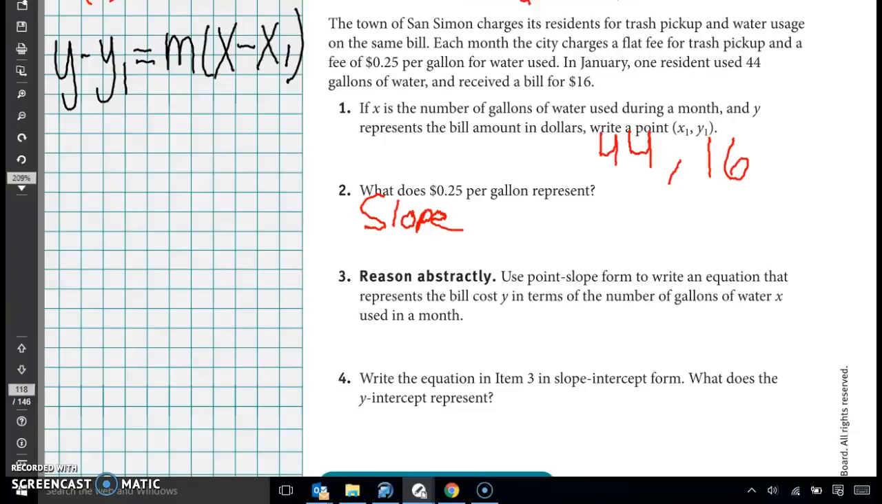All right, so use point slope form to write an equation that represents the cost y in terms of the number of gallons of water x used in a month. So we know the slope, right? 0.25, and we know a point on the line, so can we use point slope form? All right, Shannon, you get to do this one. All right, so tell Shannon what to do. What's the first thing she's going to write? Y minus. And then what? Equals.